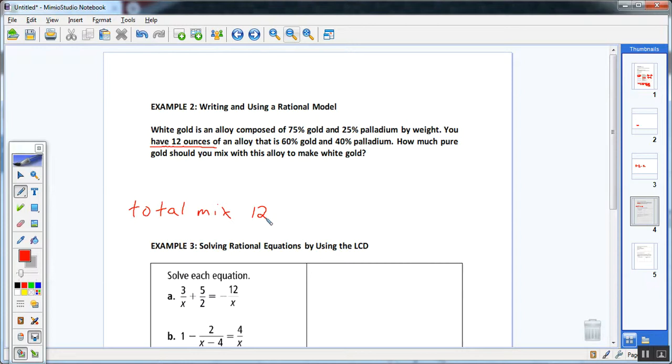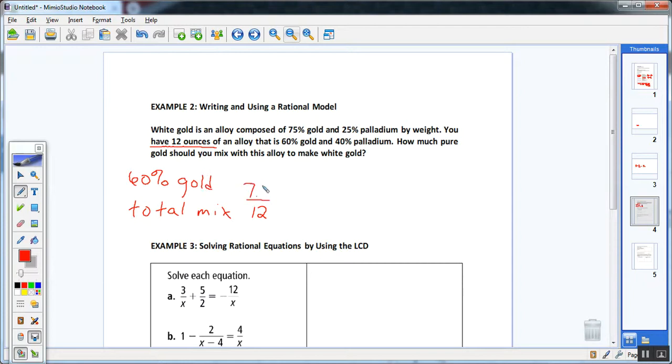If 60%? Probably 7. Pretty close to 7. I could just take 60% of what value? Do that for me. Take 12 times 0.6. 7.2. I was pretty close. Okay, so this is 60% gold right here, right?